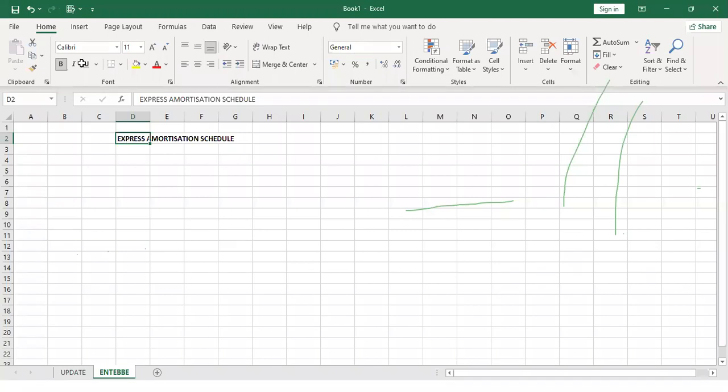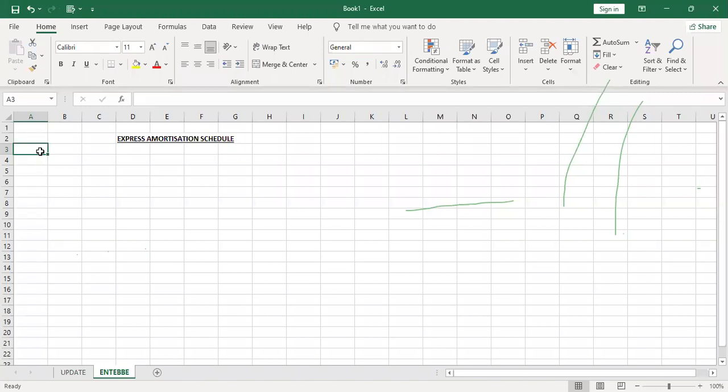Type express amortization schedule. Now, when you're coming up with an amortization schedule, the schedule is supposed to be divided into three parts. The input area will help you capture or summarize the information given to you from the document or from the question. Then we have the computation schedule. This is where the actual computations will take place. And then we have the output schedule for reporting purposes.